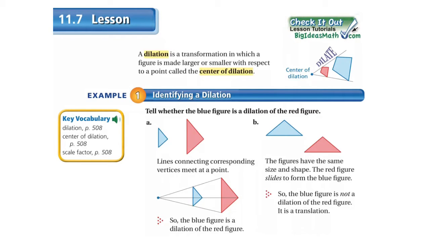Identify a dilation. Tell whether the blue figure is a dilation of the red figure. So for example 1a, the lines connecting corresponding vertices meet at a point. Therefore, it's a dilation. Notice what they did. They drew a line that went from the point on the red triangle to the corresponding point on the blue triangle, and they extended that line down. They did that for all 3 points on the triangles, and if those lines meet at a point, then it is a dilation. For example 1b, the figures have the same size and shape, so it is not a dilation. It was just a slide.